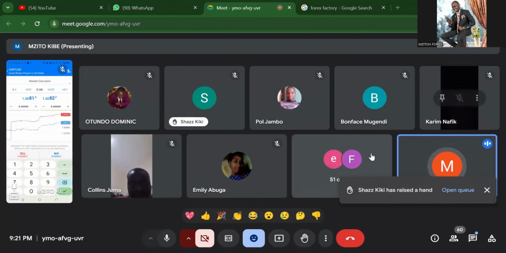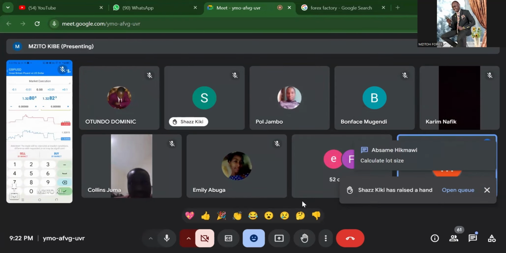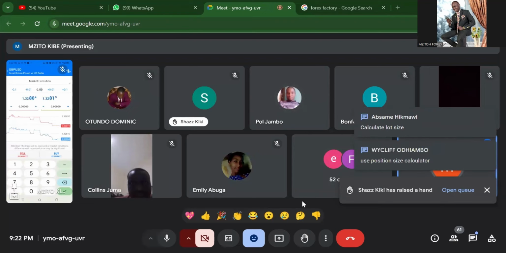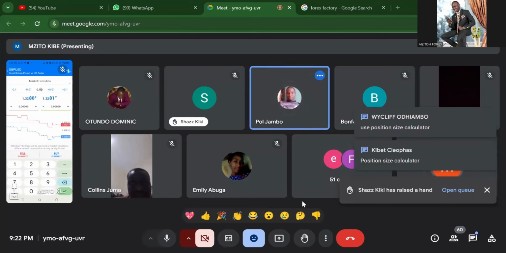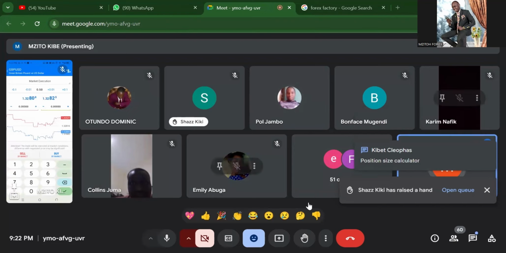Type down there in the chat. How do we confirm the lot size? Yes, calculate lot size. What do you use to calculate lot size? Use a position size calculator. Correct. Yes, this is what you do. How many want to know again how to use the calculator?